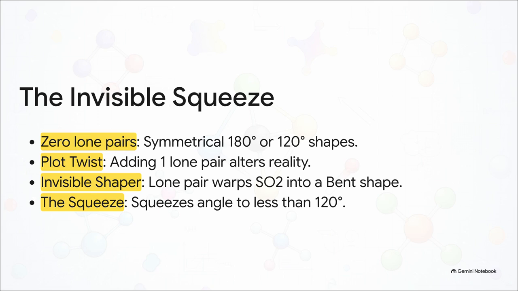If one of those 3 groups is a lone pair of electrons instead of a bonded atom, the molecular reality completely changes. Take SO2, sulfur dioxide. You might know it as a major pungent component of volcanic smog. Its electron blueprint is trigonal planar, but because one position is occupied by an invisible lone pair, the physical molecule looks completely bent. And here's the kicker. That unseen lone pair is actually slightly more repulsive than a bonded pair. It acts as an invisible shaper, forcibly pushing the oxygen atoms away from itself and squeezing that perfect 120-degree bond angle down to something less than 120 degrees.